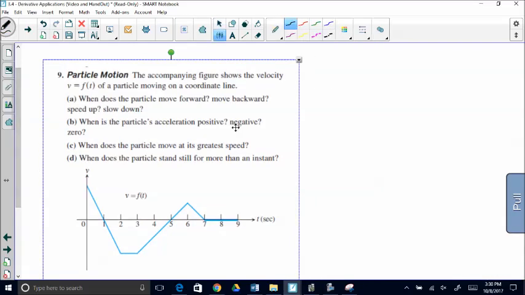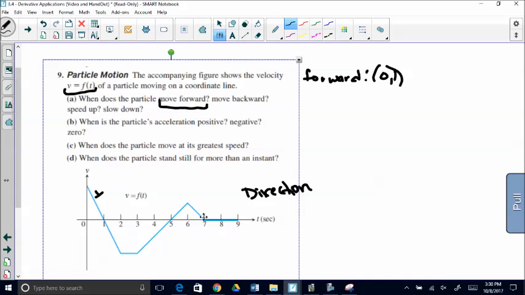So anyway, this is the velocity function. So remember, what does velocity show? Velocity shows direction. So this is showing a positive velocity means a positive direction. So this says, when is the particle moving forward? So when does it have a positive velocity? So forward would be between 0 and 1.